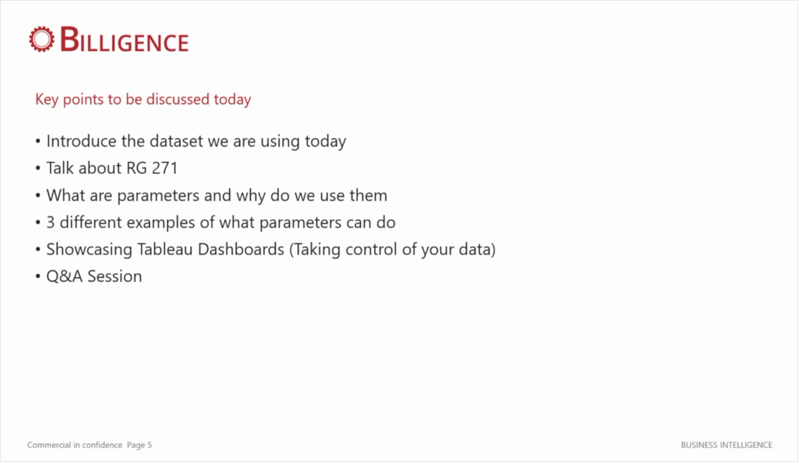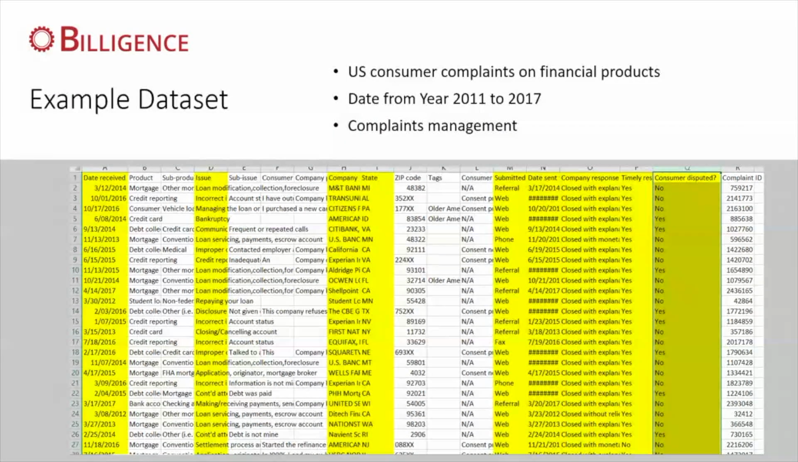So let's take a look at the example dataset that I prepared for today. The dataset we're looking at today is the dataset that I downloaded from Kaggle. It has the US consumer complaints on financial products of a certain financial firm. The data is from 2011 to 2017.